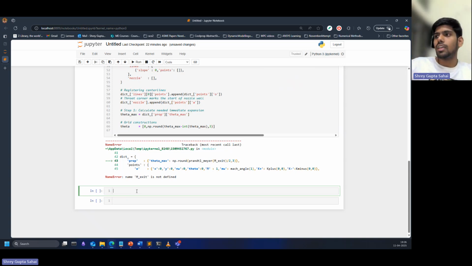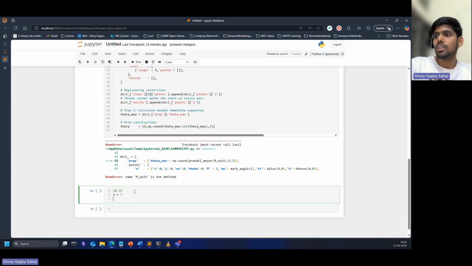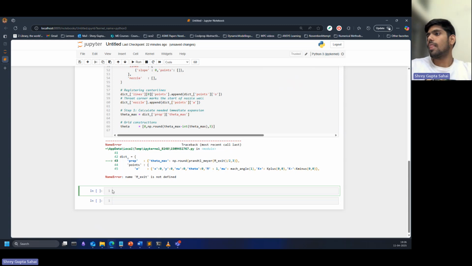So let's say if I have 18.75 and n is 7, the first angle will be 0.75. Then we will have 18 divided by 6, which is 3. So then 3.75, then 6.75, and 9.75, and so on. Okay, this is the intent there.